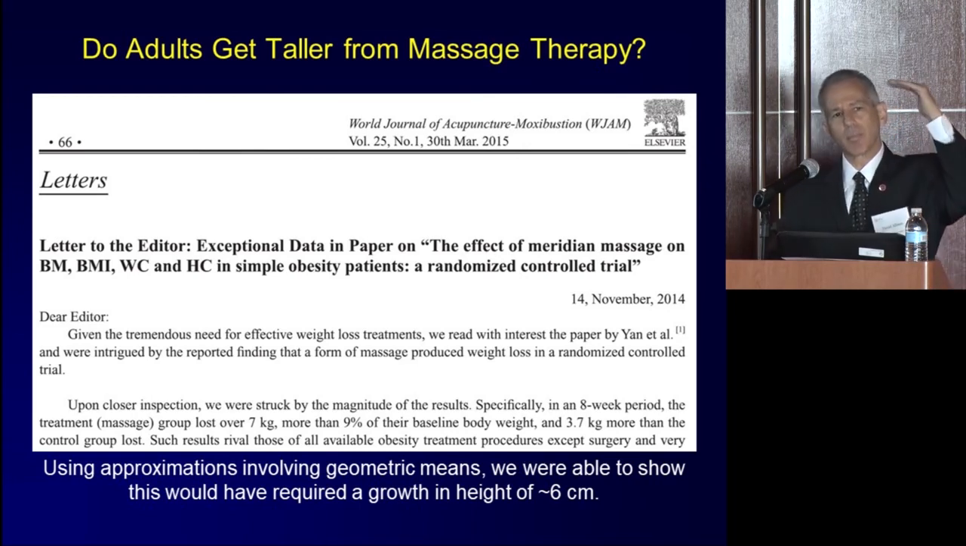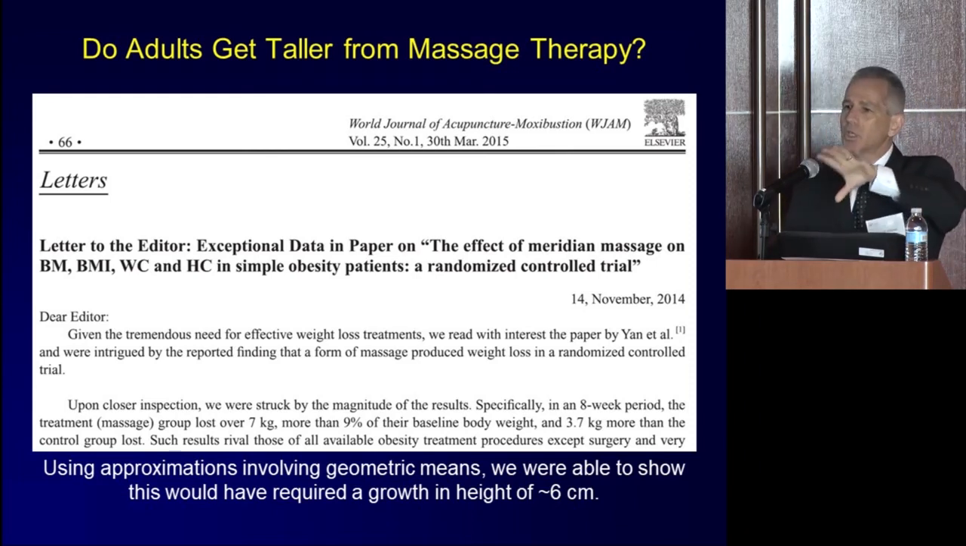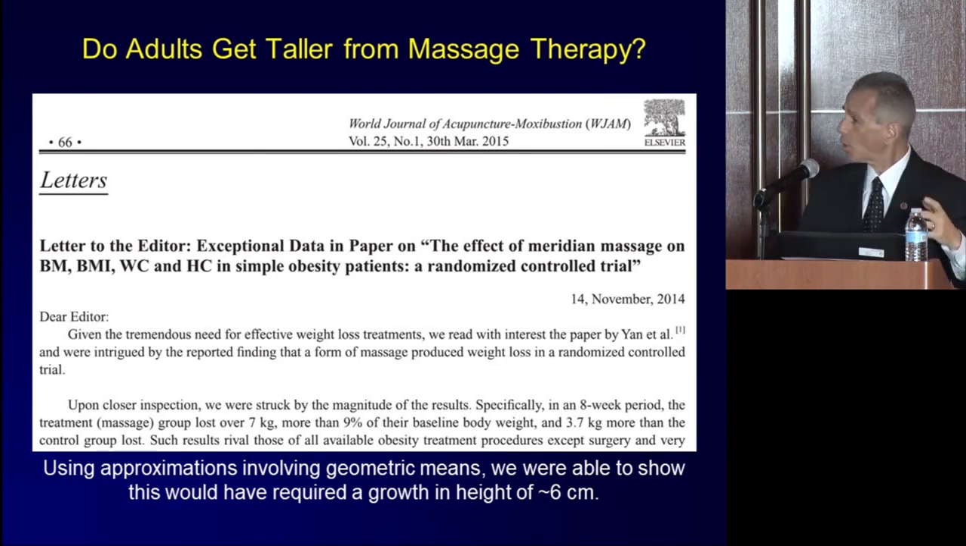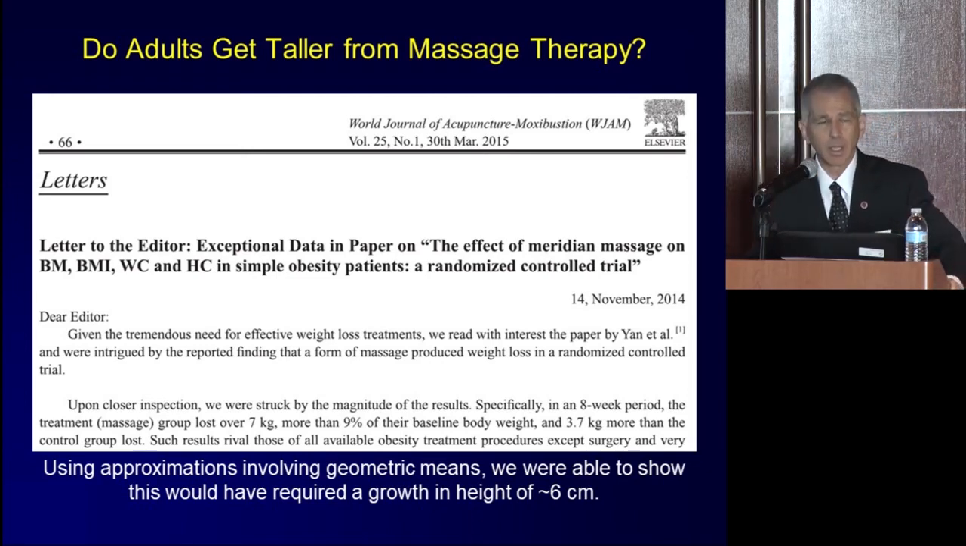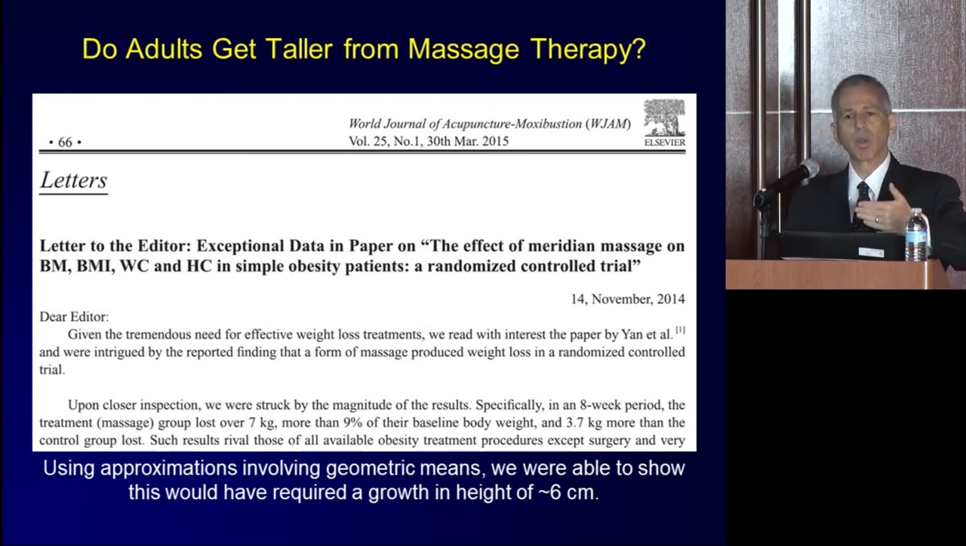So I looked at this, and they reported the BMI and the body weight at baseline and at endpoint. And you know, BMI is kilograms over meters squared. Now, the more mathematically inclined in the room are thinking, but the mean of the ratios is not the same as the ratio of the means. And that's true. But if you use geometric means, you can approximate it. We approximated the geometric means. And we showed, with just a little math, that in order for these results to be true, these subjects who were normal adults would have had to grow in height 6 centimeters in 8 weeks. So we wrote to the authors.